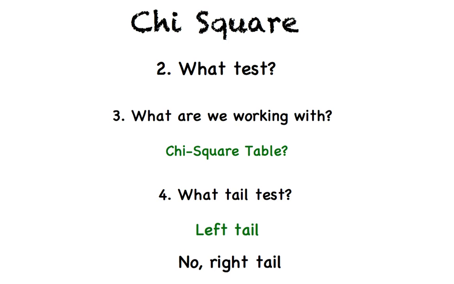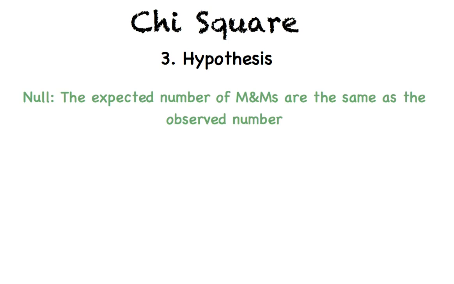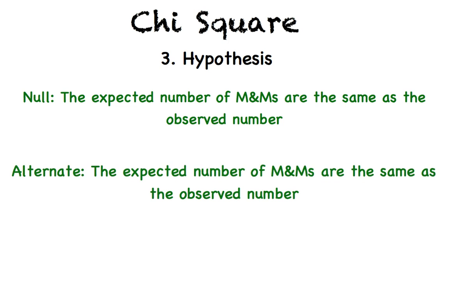I think so. Now, step 3 is set the hypothesis. Correct. So, what do you think they are? The null would be that the expected numbers of colors of M&Ms are the same as the observed. The alternate would be that the expected numbers of colors of M&Ms are not the same as the observed. Yes. You say in the other videos to do the alternate first, but I did not. Am I still correct? Yes, you are correct.